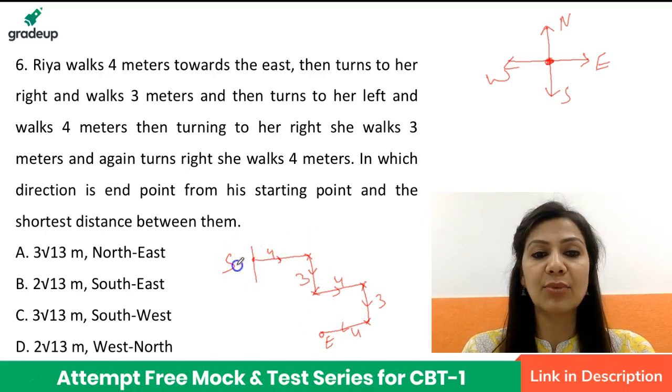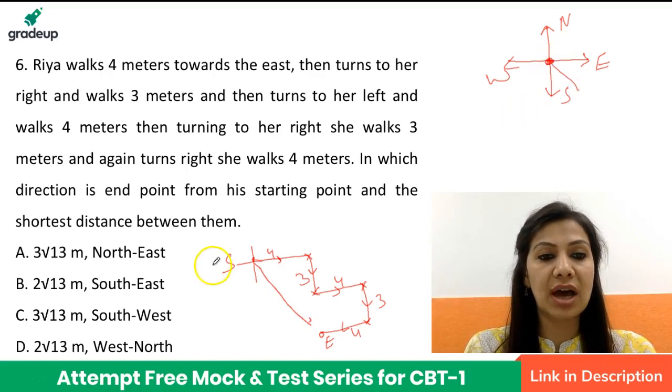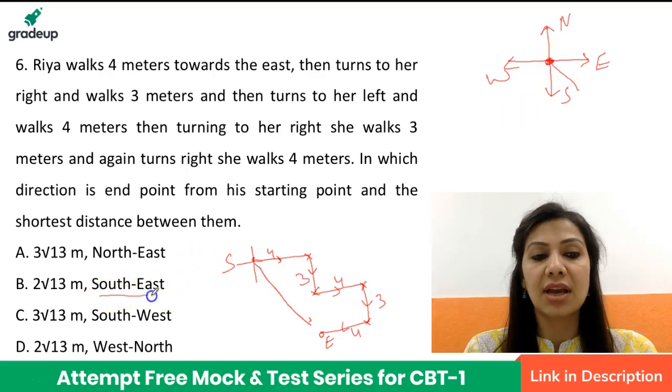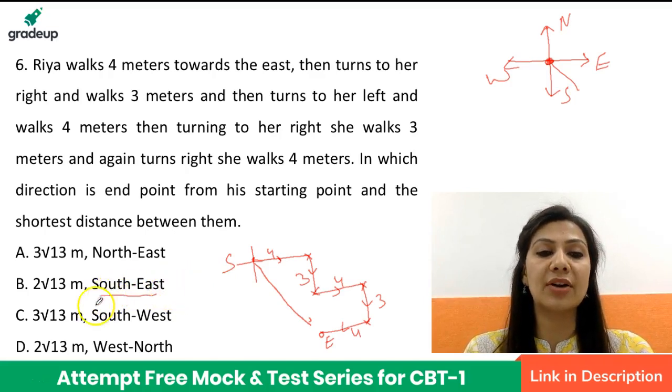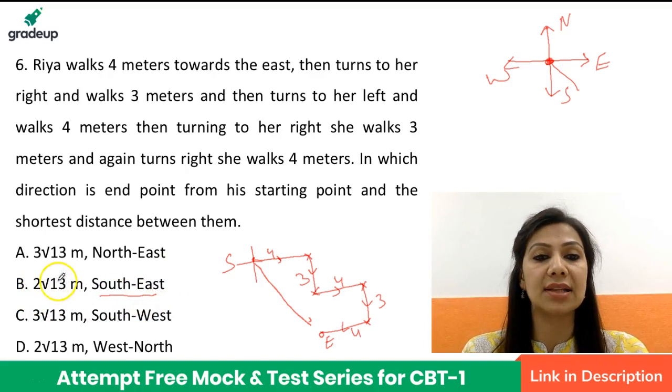So from his starting point, if you check out, this is the direction, right? And this is denoting southeast. So southeast will be the direction. If you can check out, you are having only one option that is having southeast. So most probably B will be the answer.